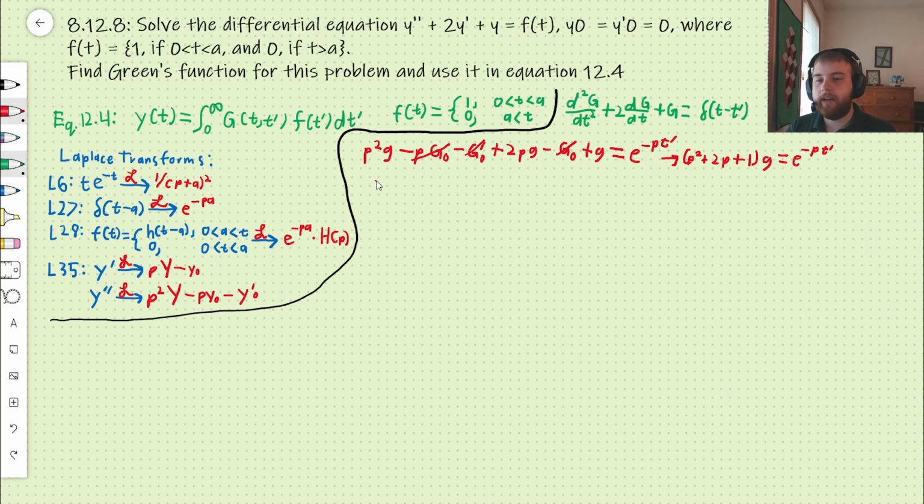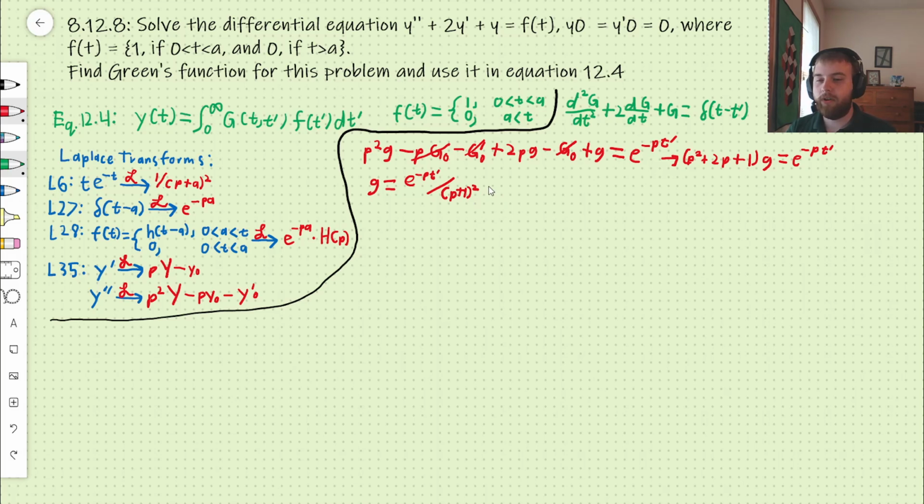Just to rewrite this again, so you can see exactly what I'm doing, p squared. Actually, we'll go ahead and do a step here. You could FOIL or factor this out into p plus 1 quantity squared, which is exactly what I'm doing.